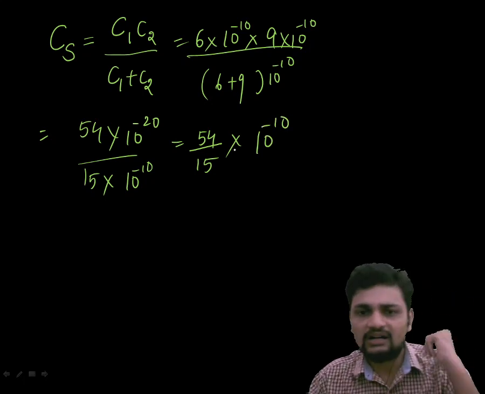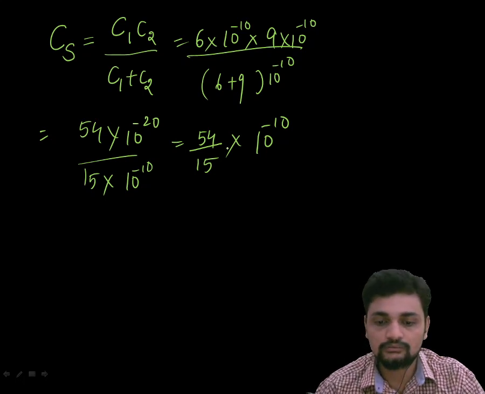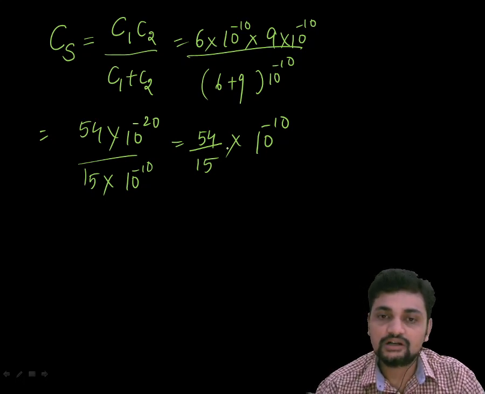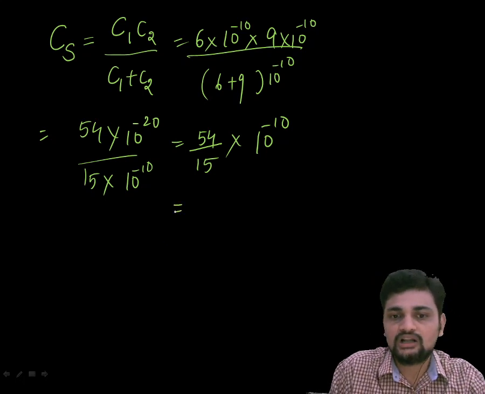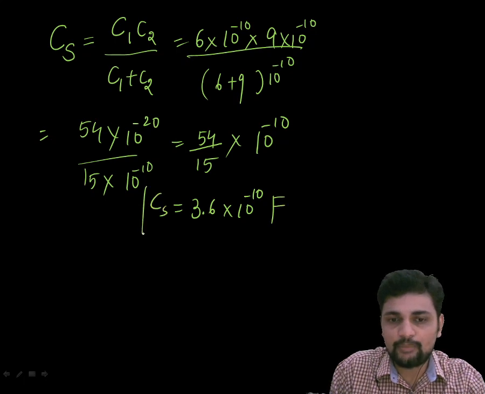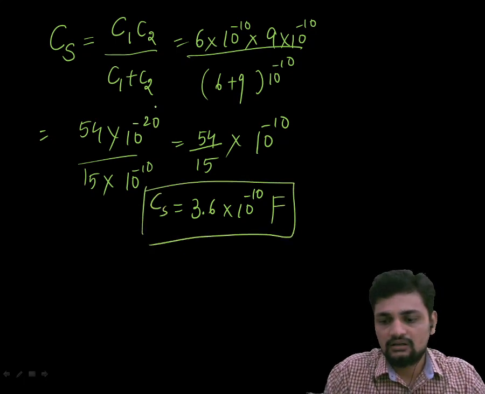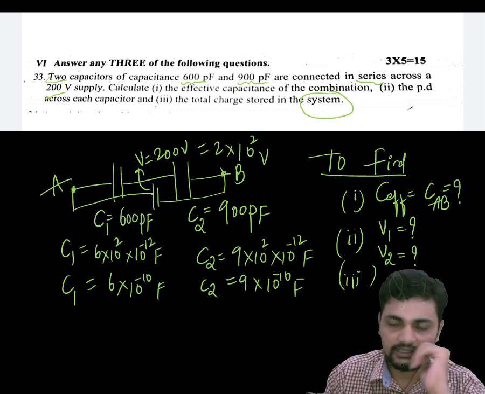Comfortably, you can find out this ratio. PU board calculator is also allowed, whereas in the majority of the boards, ICSE boards and all, calculator is not allowed. So 54 divided by 15 gives 3.6 into 10 power minus 10 farad. This is the effective capacitance between the 2 points A and B, which I have taken for reference.